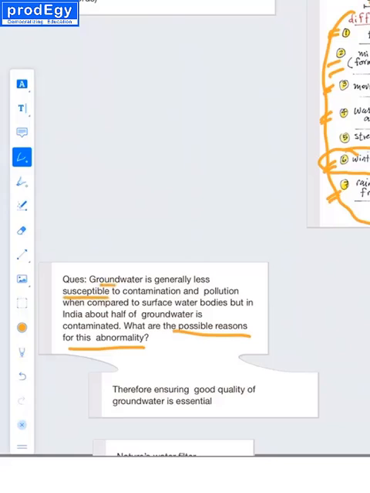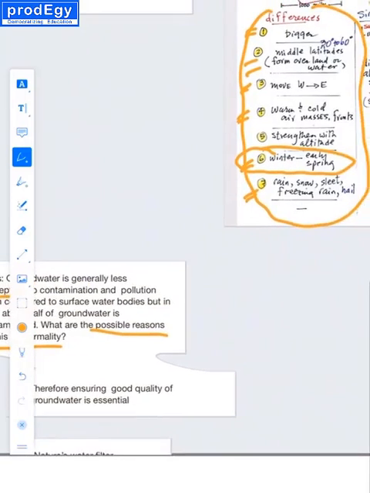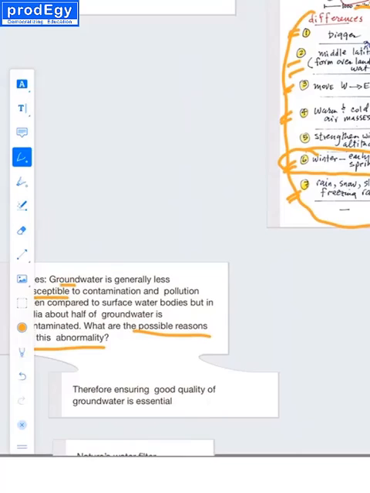Is it true that groundwater is naturally less susceptible? If you agree with it, then try to explain what is the abnormal behavior in India. When you are saying the first part, it is true that our soil horizon acts as a natural filter for water. When rainfall occurs and through river beds, water percolates down to the water table. When it is percolating down, it goes through different soil strata.